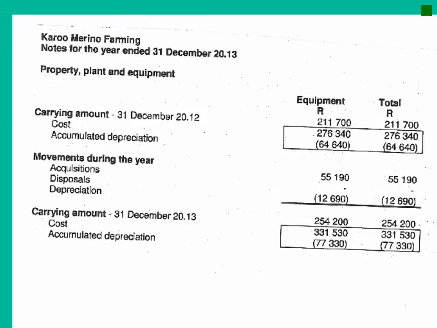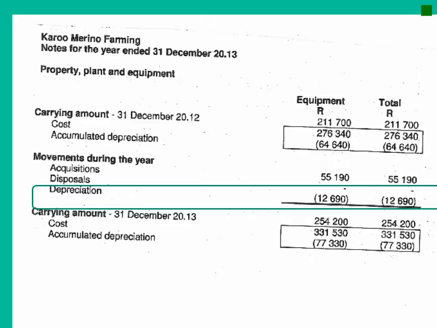Then on the notes, often when we do the investing activities section, we'll look at the notes for PPE. What you need to take note of in this note is the depreciation amount, because depreciation goes onto the statement of profit and loss, but it's not a cash flow item. So when something is not a cash flow item, we have to exclude it when we calculate cash flows. So it's for that reason that I'm highlighting depreciation to you.